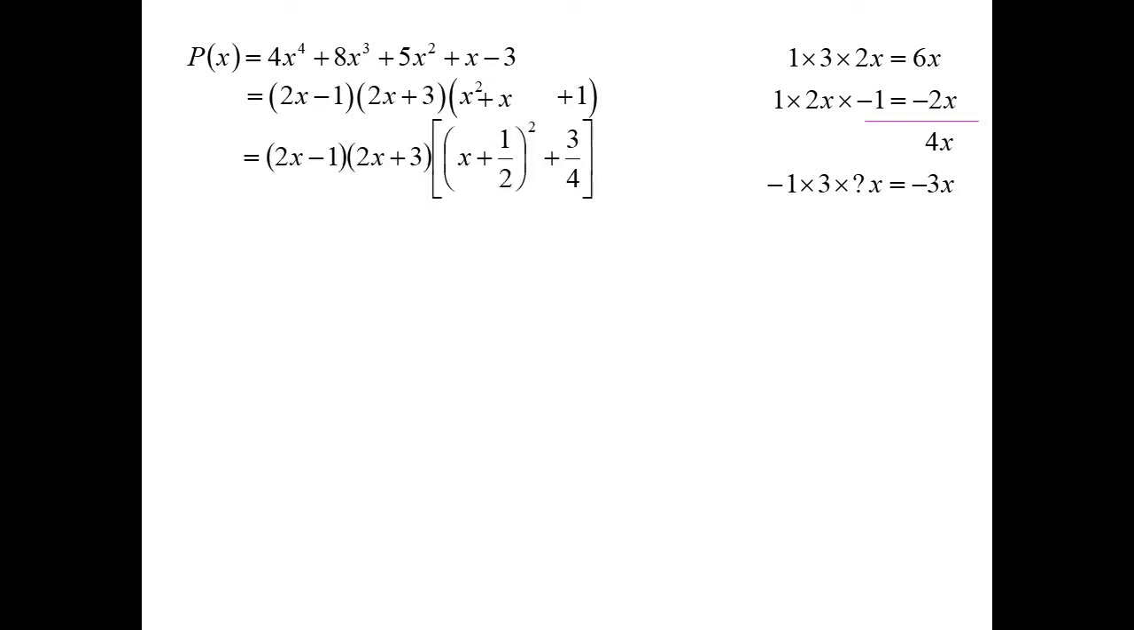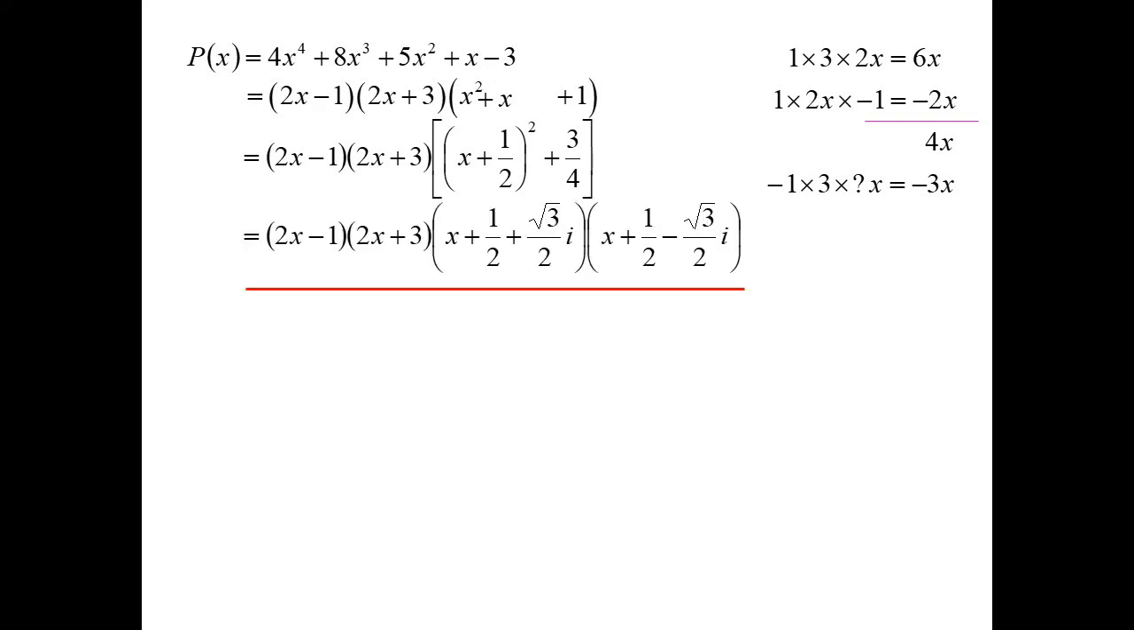Now let's factorise that. Completing the square, we get x plus a half squared plus 3/4. There it is, factorised.